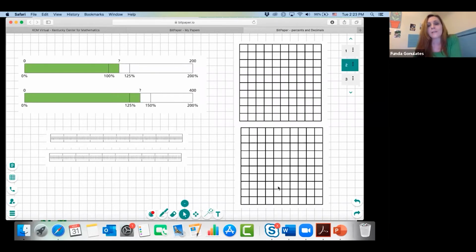Will it represent the value or the percent? Let's go with the percent. That's a good question, Dakota. Let's represent the percent value. How can I represent the percent, this question mark, 112.5% on this 100 grid, 100 strip, 100 grid? Okay, I'm going to type it in here so that we know the question. We are going to represent 112.5 on the hundredths grid.